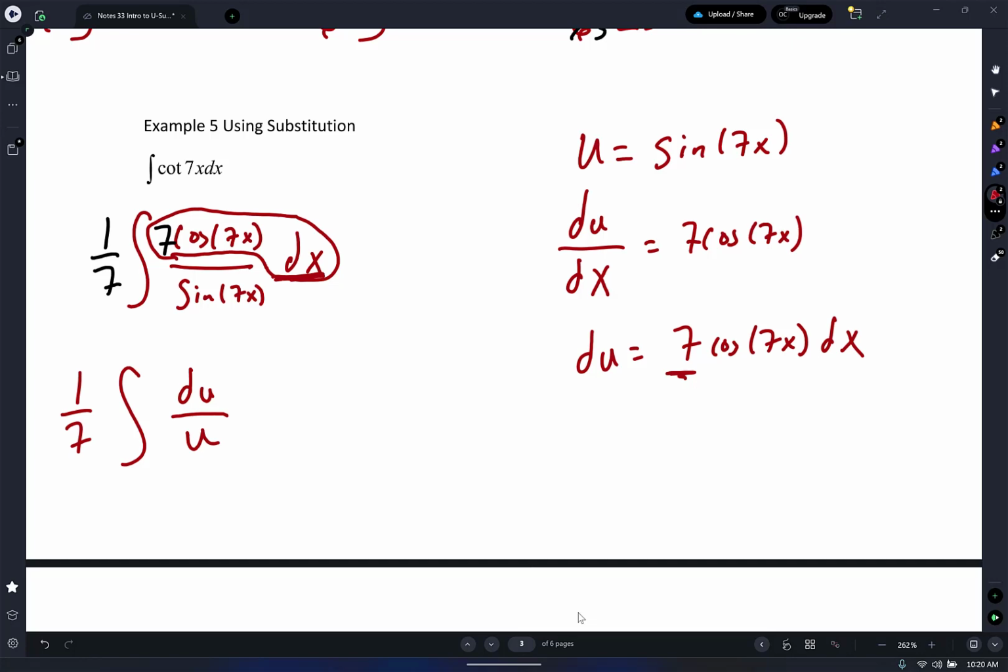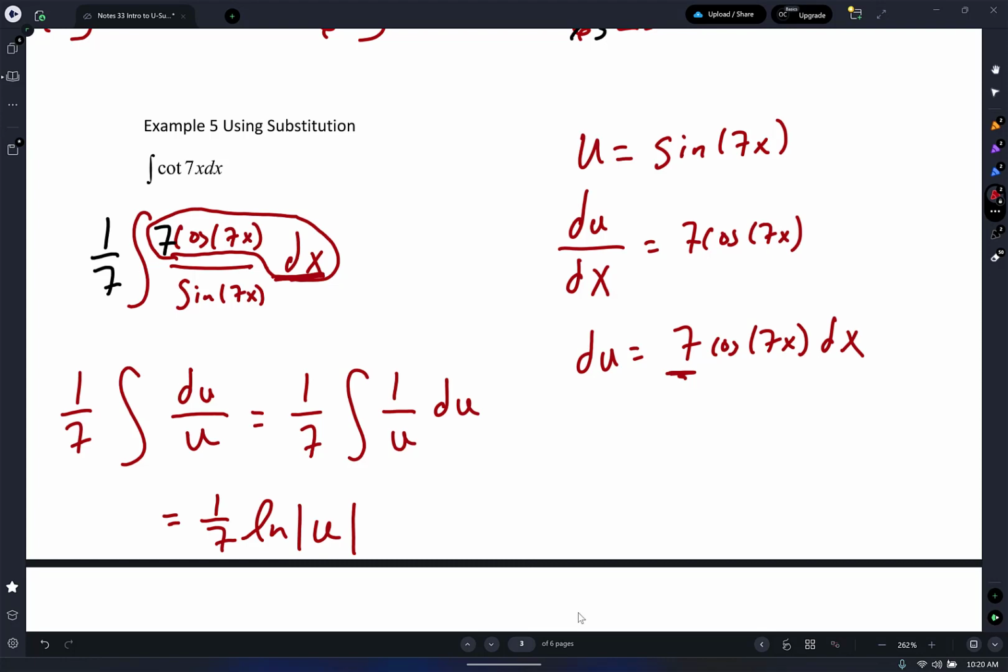Let me rewrite it simpler so maybe you guys will recognize what it is. 1/7 integral 1 over u du. Does that look familiar? It is. It is ln. Good job. 1/7 ln. If there are no limits, it's absolute value. I know I haven't been doing a good job of that, but if there are no limits, it's absolute value.